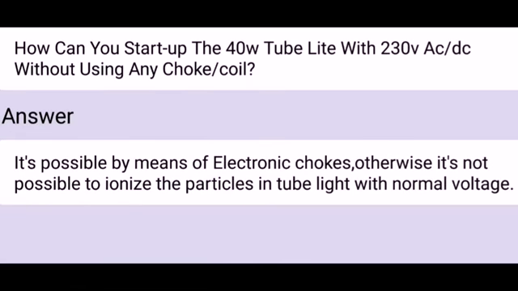How can you start up a 40-watt tube light with 230 volts AC without using any choke or coil? It's possible by means of electronic chokes. Otherwise, it is not possible to ionize the particles in the tube light without normal voltage.